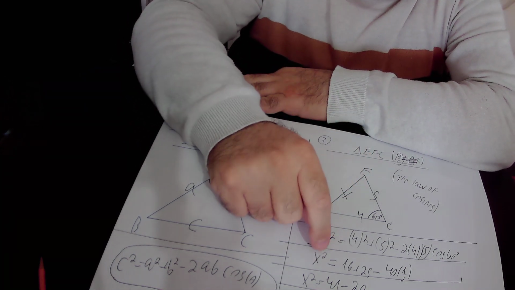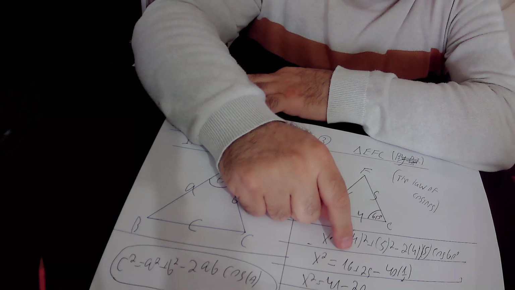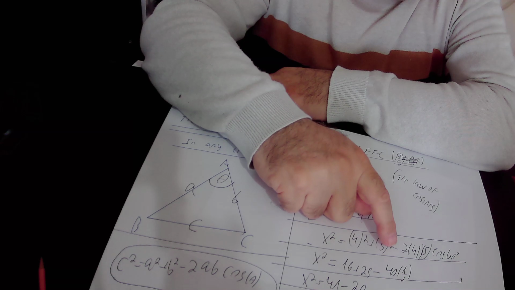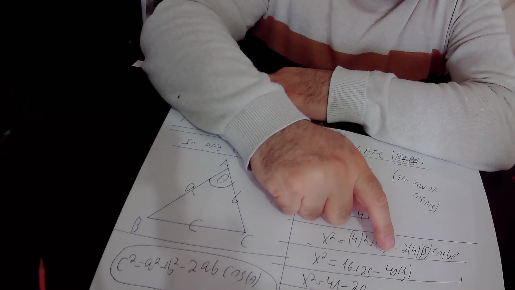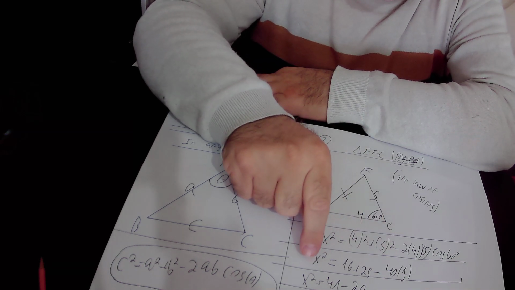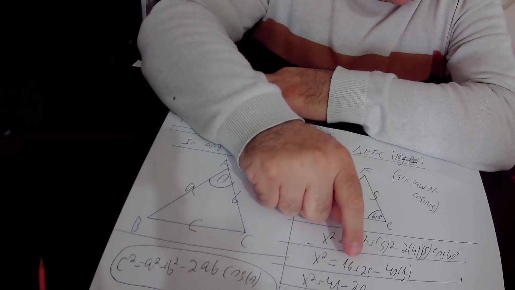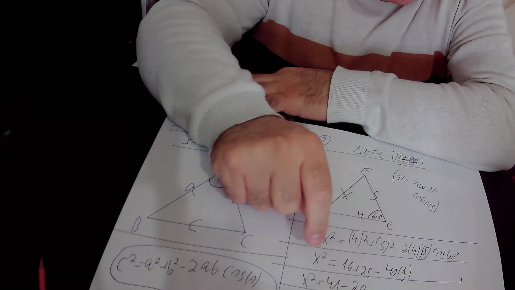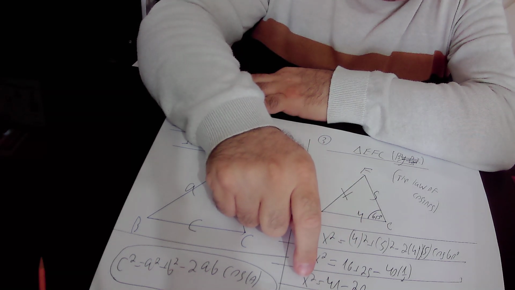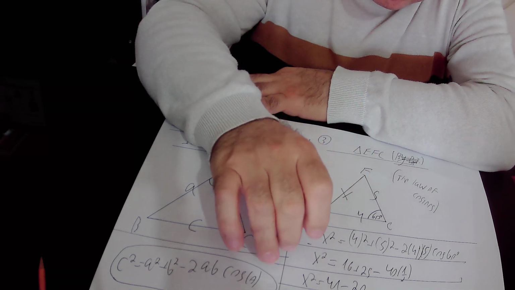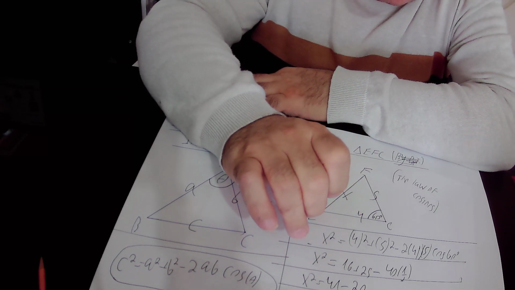So here we have x squared equals 16 plus 25 is 41, and minus 40 over 2 is minus 20. So in conclusion, x squared equals 41 minus 20. So x squared equals 41 minus 20, which is 21. So we found out that x squared equals 21.